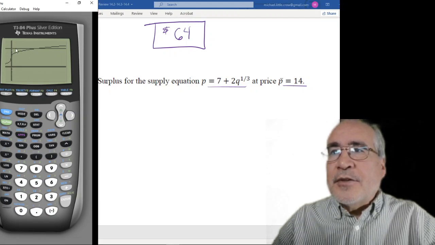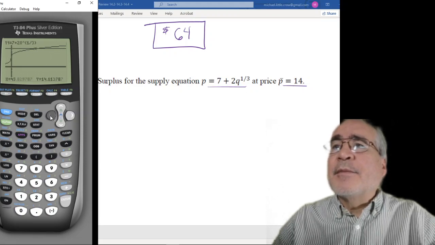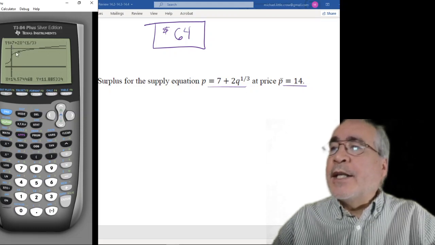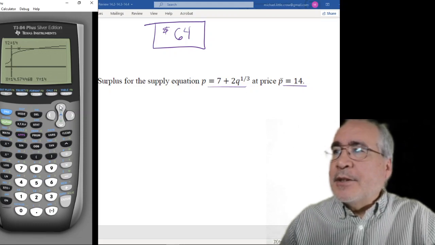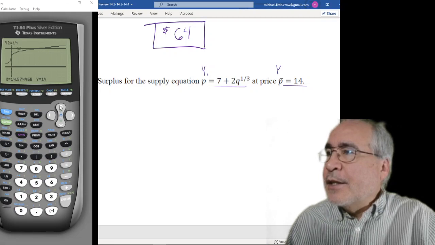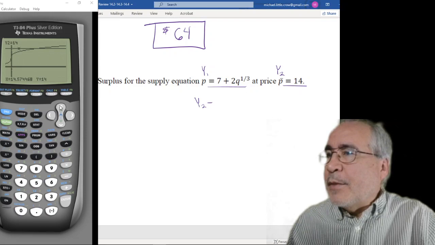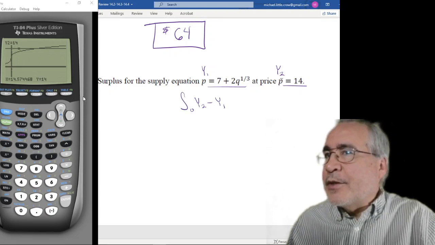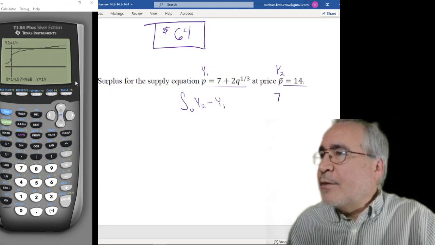Okay, there's our surplus in this little triangle, and if we do the trace key, which one are we on? Okay, so this one is y1. It's below y2. So we're going to go with y2. And again, it's always good to label what you're doing here. So we're going to want y2 minus y1, right? And we're going to go from 0 to wherever they intersect. And again, we could find that by setting the two equations equal.